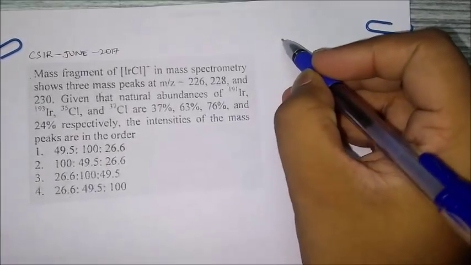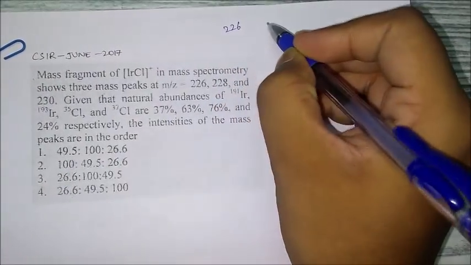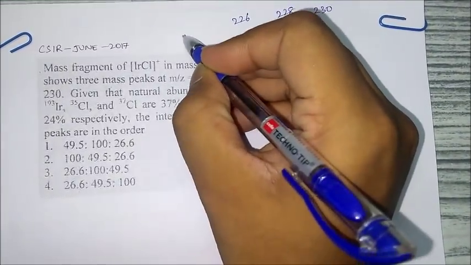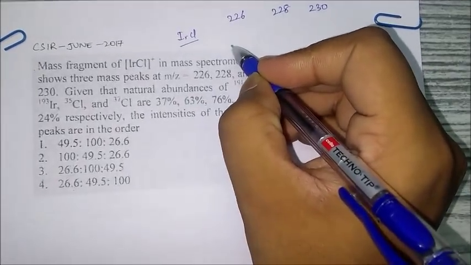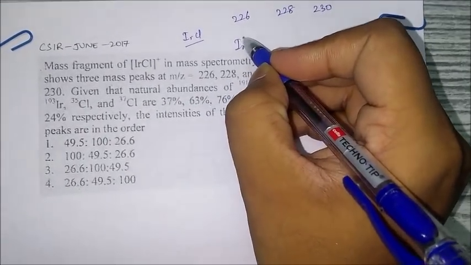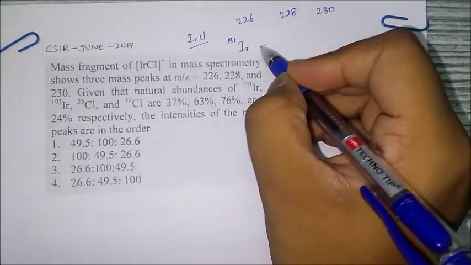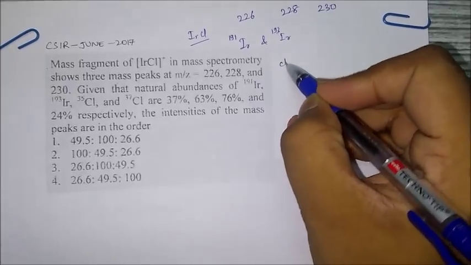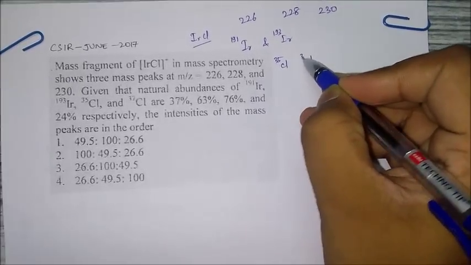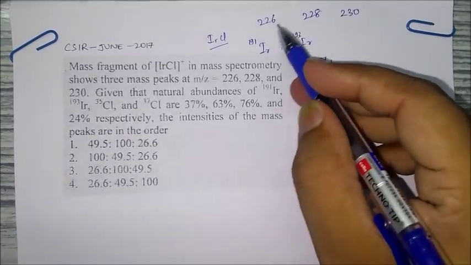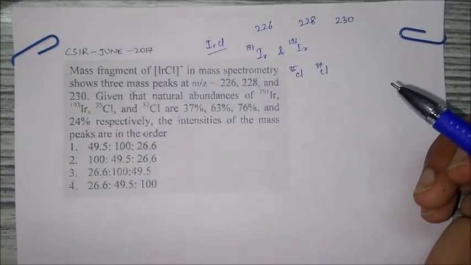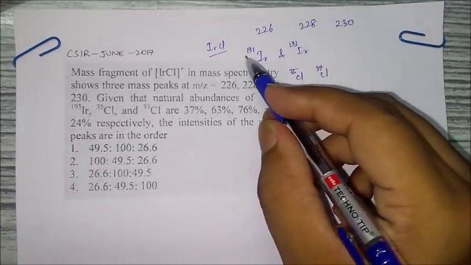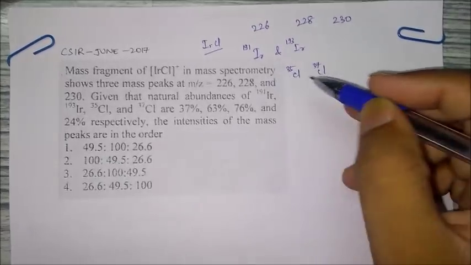So what three masses are we getting? We are getting 226, 228 and 230, and we are getting them due to IrCl. What are the masses of Ir and Cl? Ir exists as 191 and Ir exists as 193. Similarly Cl exists as 35 and Cl exists as 37. Now you have to check how you will get this 226. In order to get 226, you have to do hit and trial, you have to check how you are getting it.